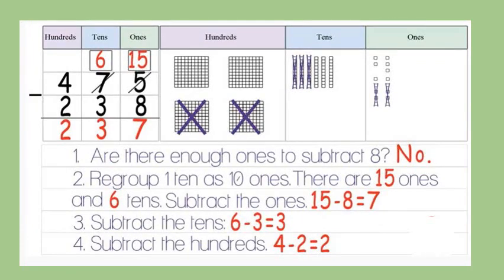So the last step now, I will move to the hundreds and I will subtract 4 minus 2. So I can go to the drawing and cross 2 squares. So my answer will be 237. I hope you understand how we did it.